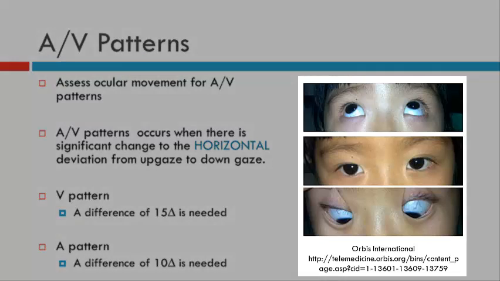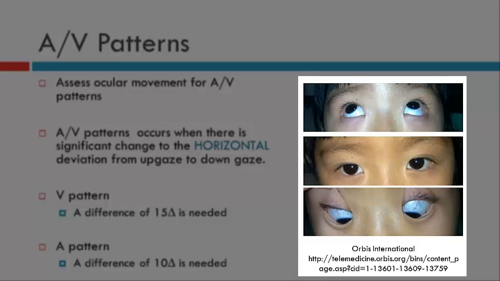So if we have a look at the patient here, we can see that in primary position, there is a slight right exo deviation or exotropia. And then when we move into up gaze, we can see that there's an increase in that exotropia. And then when we move into down gaze, we have a decrease in the exo deviation. And so what we have here is a V pattern.